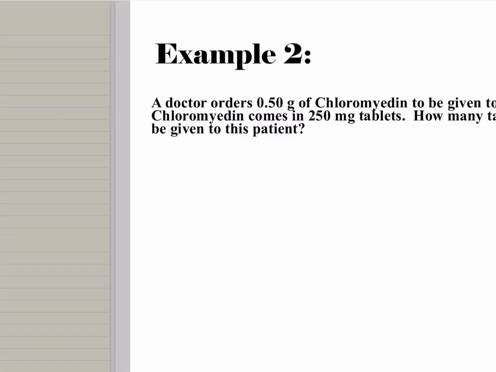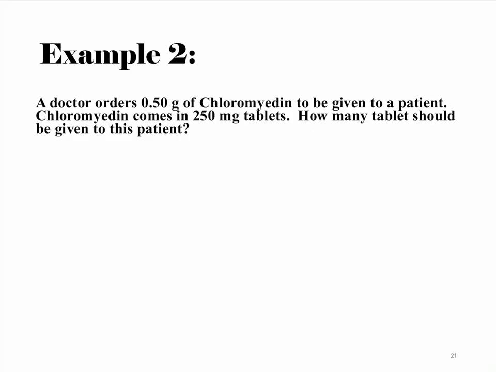All right, so let's now look at a different problem. So this is going to be a little bit more challenging, right? It's not as straightforward what our conversion factors and inequalities are going to be. So we have a doctor orders 0.5 grams of chloromyidin to be given to a patient, and it comes in 250 milligram tablets. How many tablets should be given to the patient?